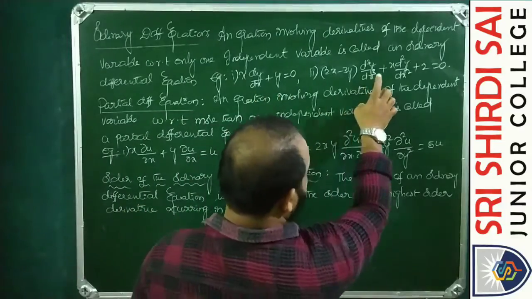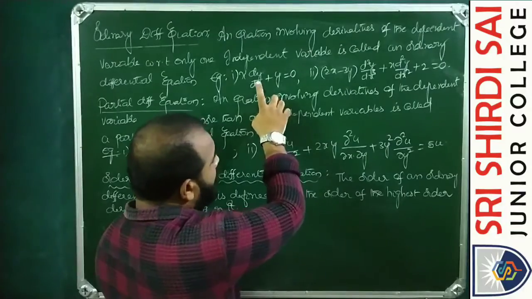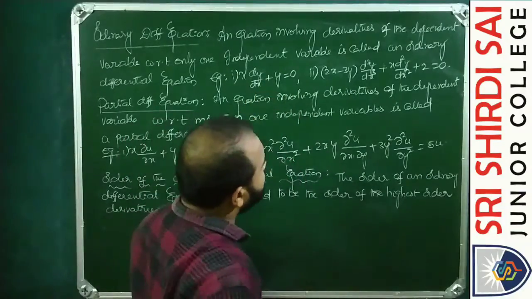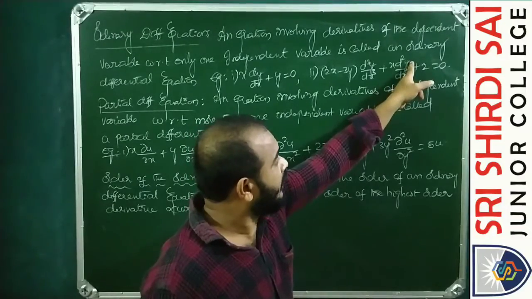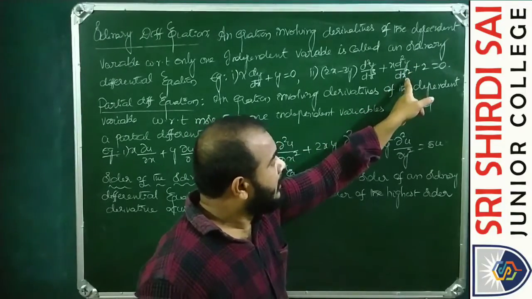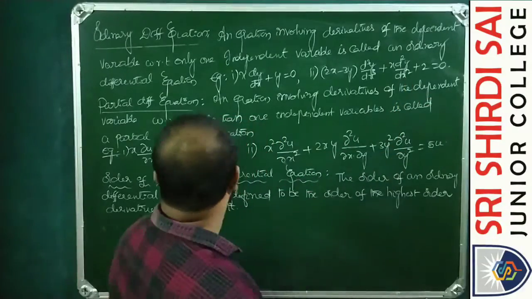the dependent variable is only one, which is y, and the independent variable is only one, which is x. So the independent variable is one and only one, which is x.